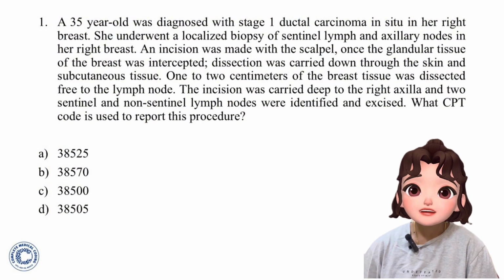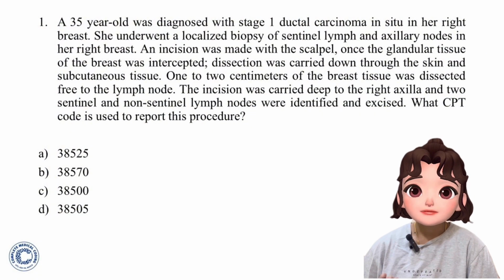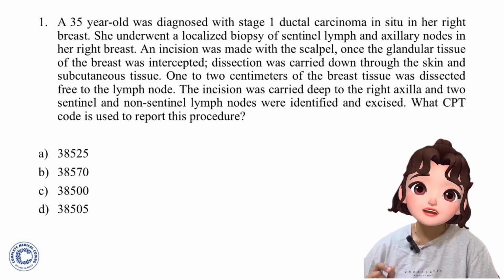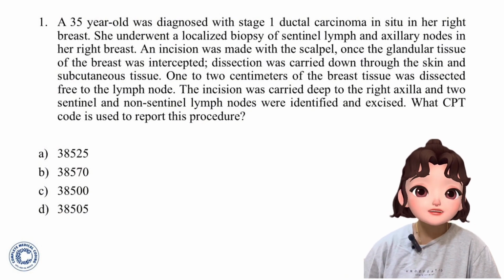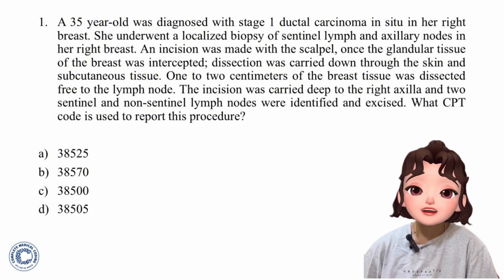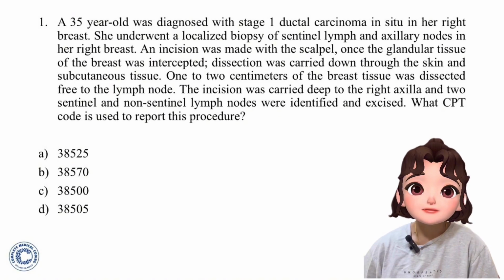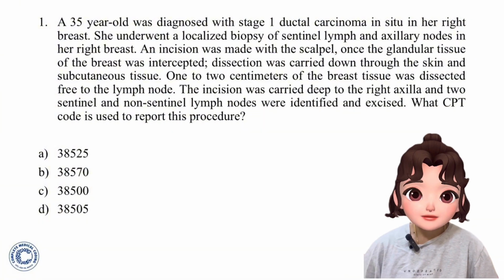So, here we have to code for the incision, right? Incision is being carried out here. So, what is mentioned in the last sentence? The incision was carried deep. So, it means you have to code for the deep incision. The incision was deep to the right axilla and 2 sentinel and non-sentinel lymph nodes were identified and excised. Okay, so let's move to the codes and find out the description of each and every code.